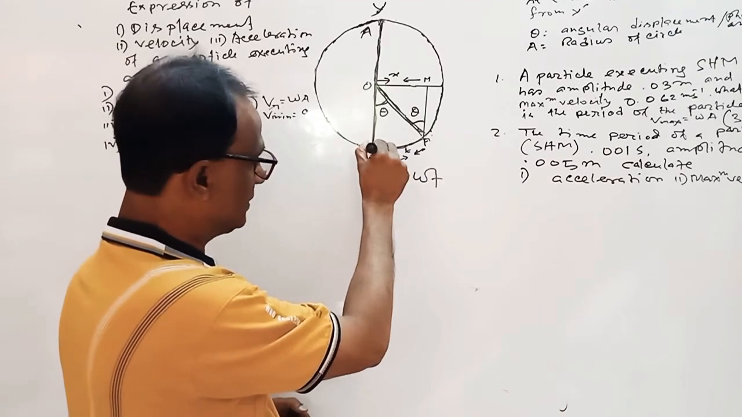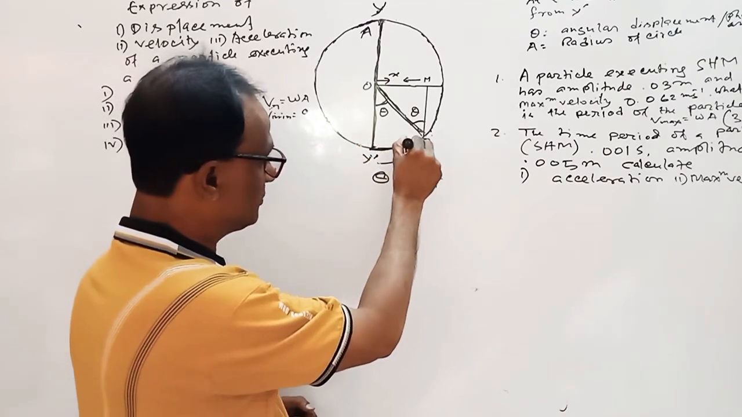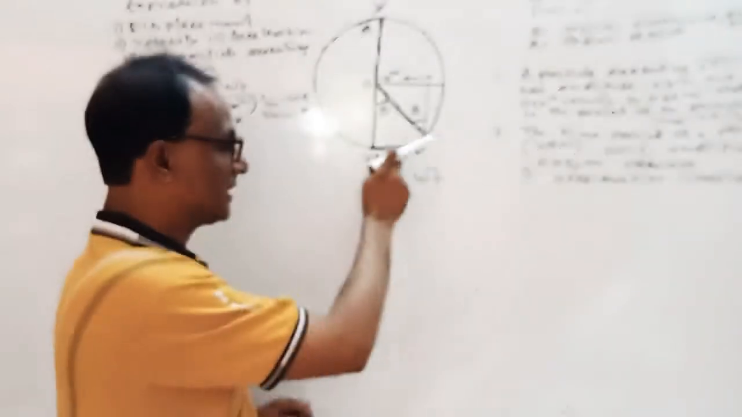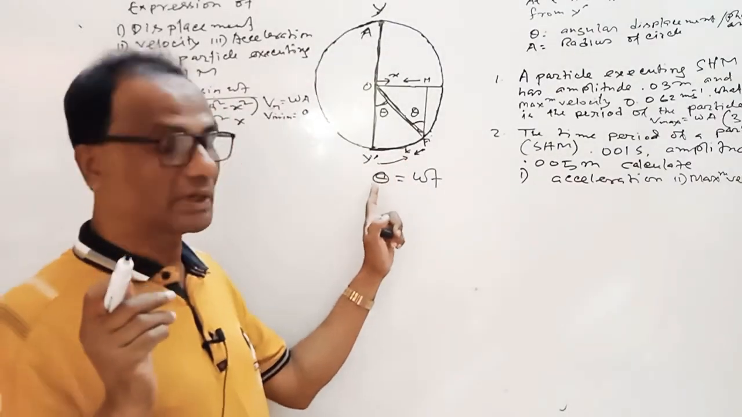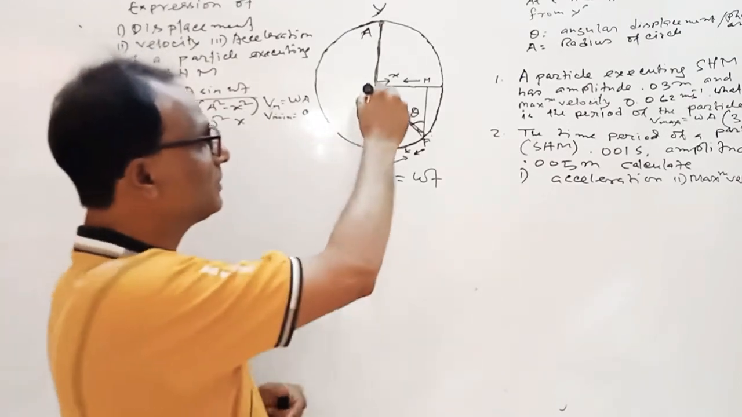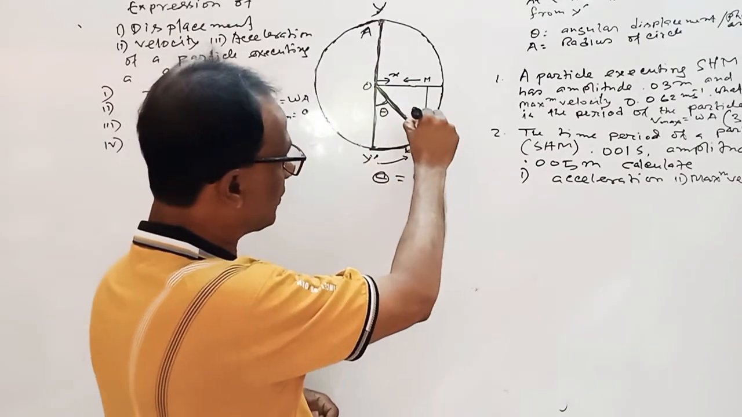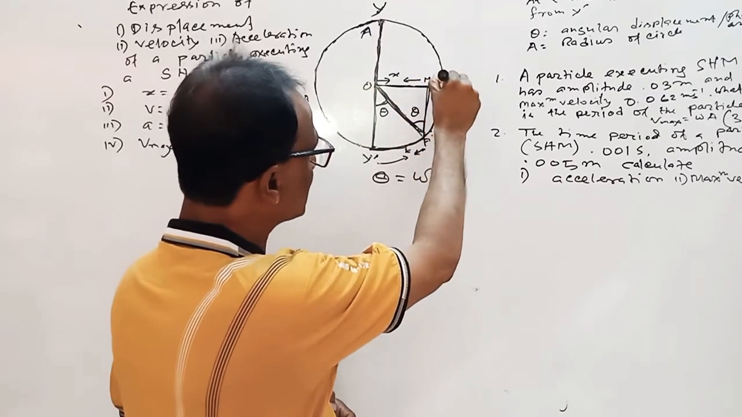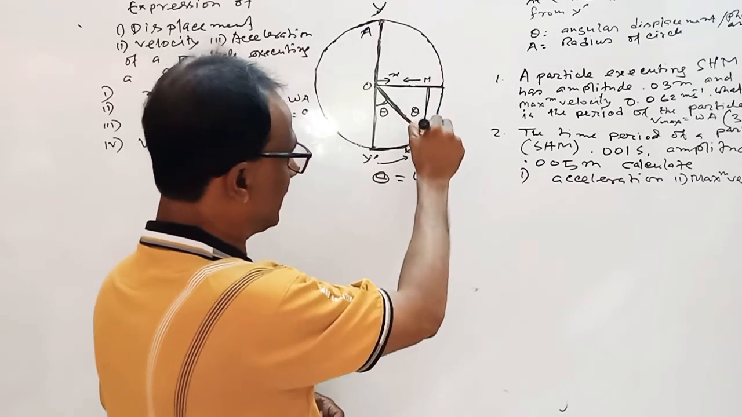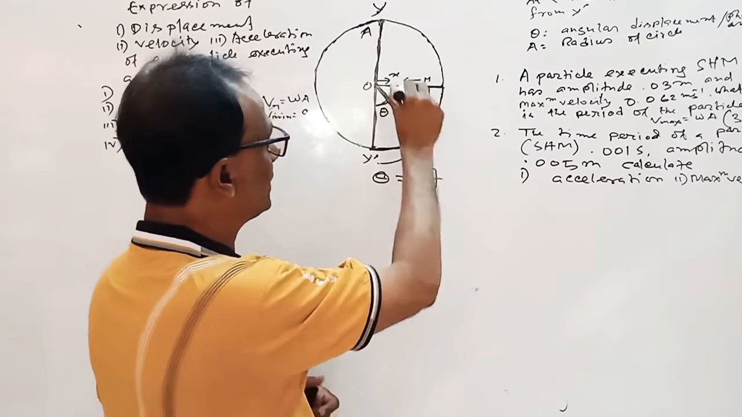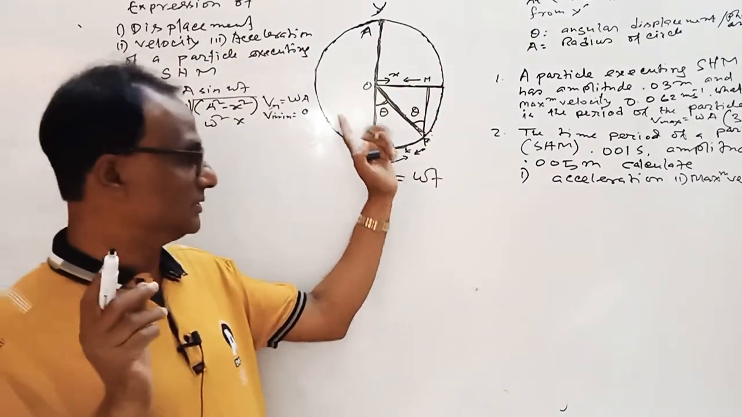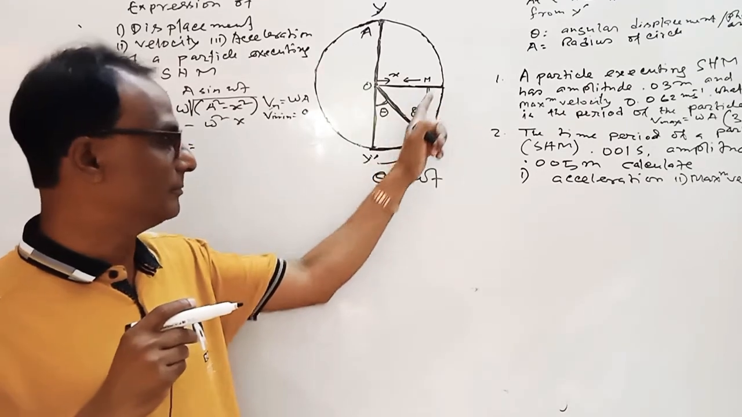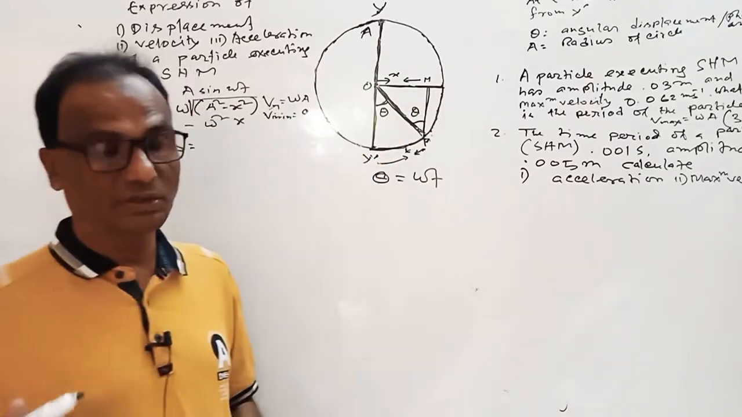From the figure, this is the particle. From this point to this point, the time required is t. So we can write according to this figure: if we draw a normal PM on the radius of the circle, the total displacement of the particle is OM. OM is the total displacement.